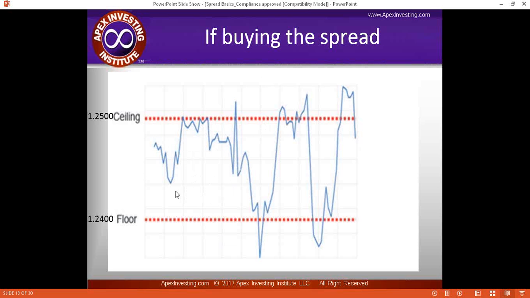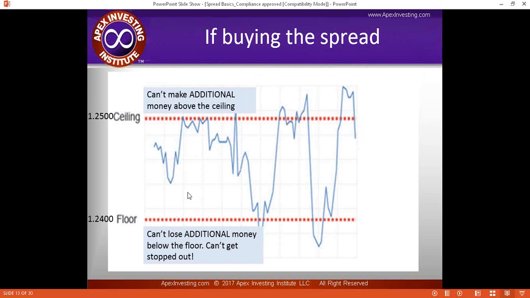All right? Let's look at an example. So we can't make additional money above the ceiling, but we don't lose any additional money below the floor. And again, we don't get stopped out. Just because the market hits a floor or ceiling, it does not automatically close the trade. We have to manually close the trade, or it will close out automatically at expiration.